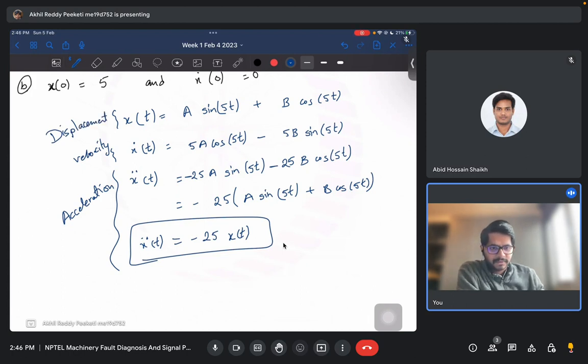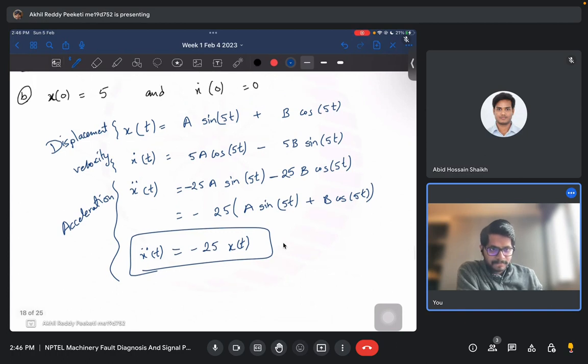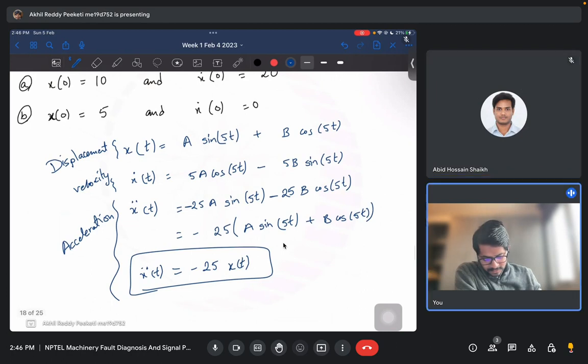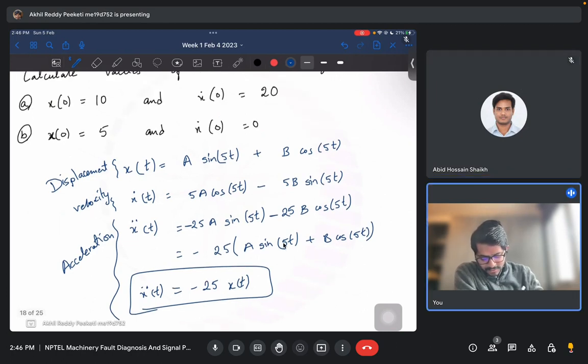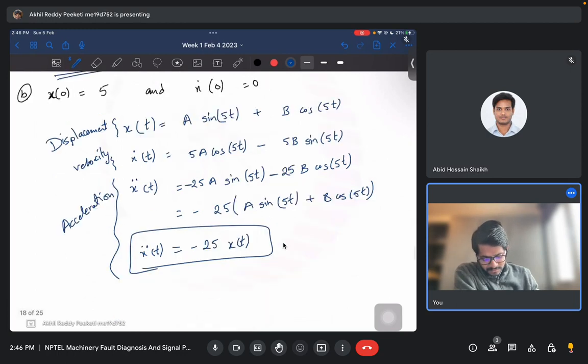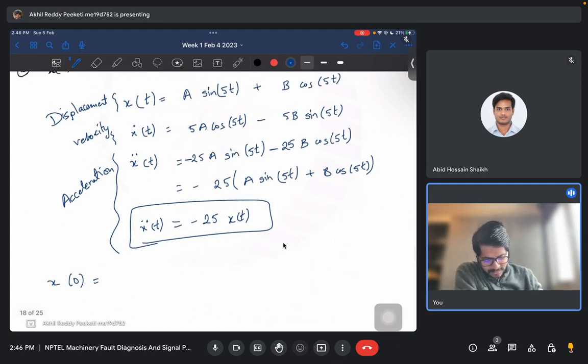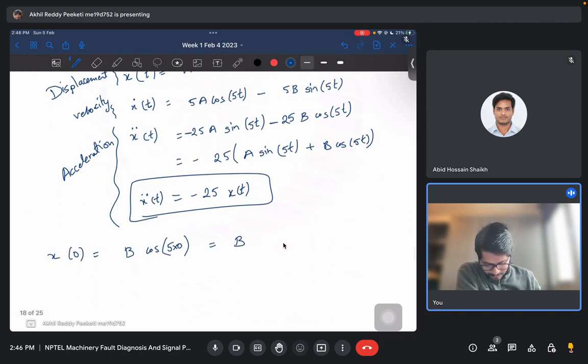Abid, are you able to follow? Yeah. Okay, good, good. So now let's look at case A, where they have given x at time 0 and x dot at time 0. So what would be x at time 0 for the above case? Because a sine of 0 would be 0. So only b will be there, b cos phi into 0. So it will be b, just b.